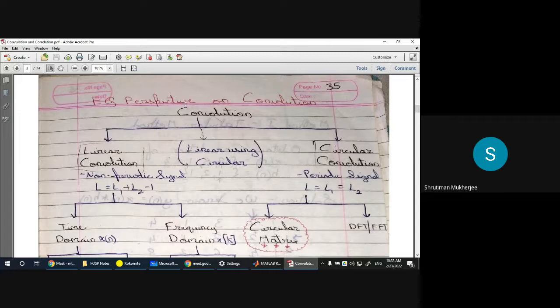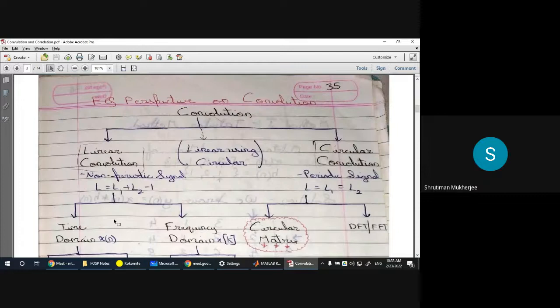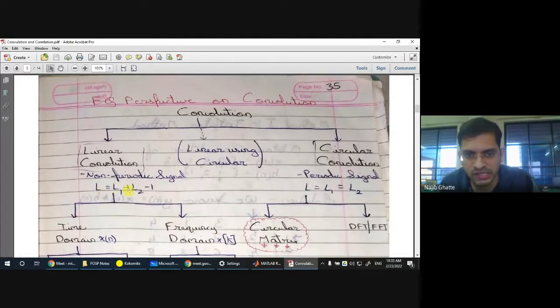L is equal to L1 plus L2 minus 1. Once again, what is the formula for linear convolution? L is equal to L1 plus L2 minus 1. Exactly. The formula is L equal to L1 plus L2 minus 1 for linear convolution.